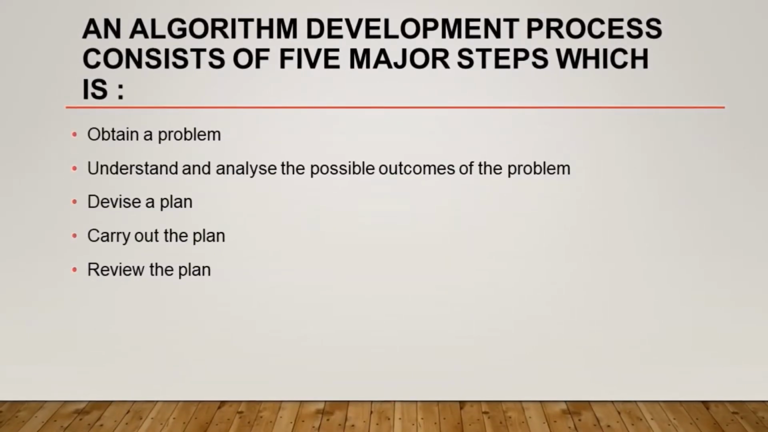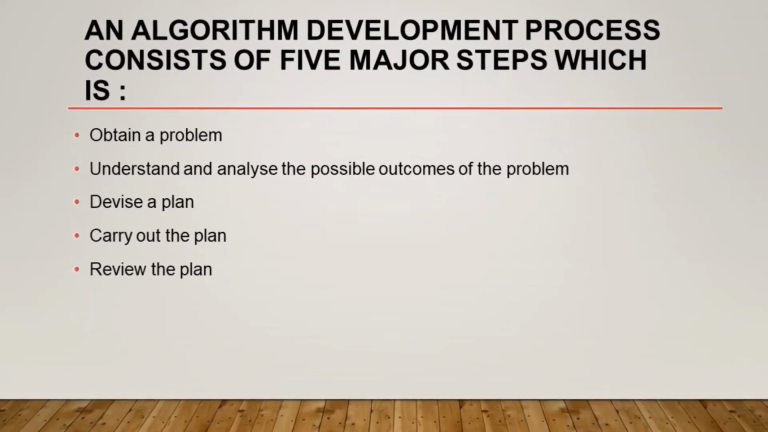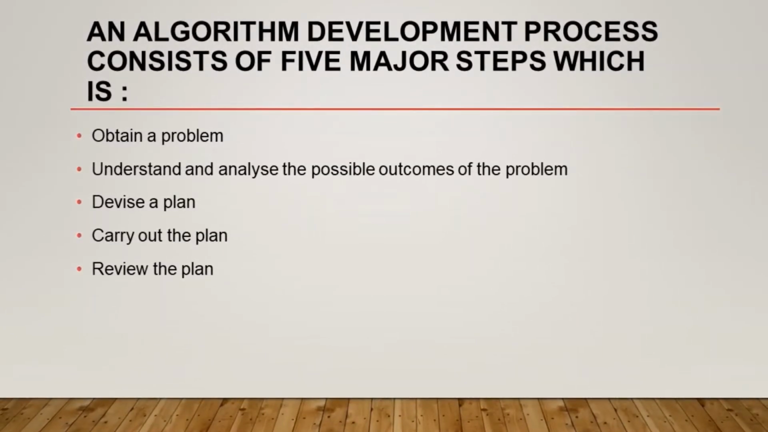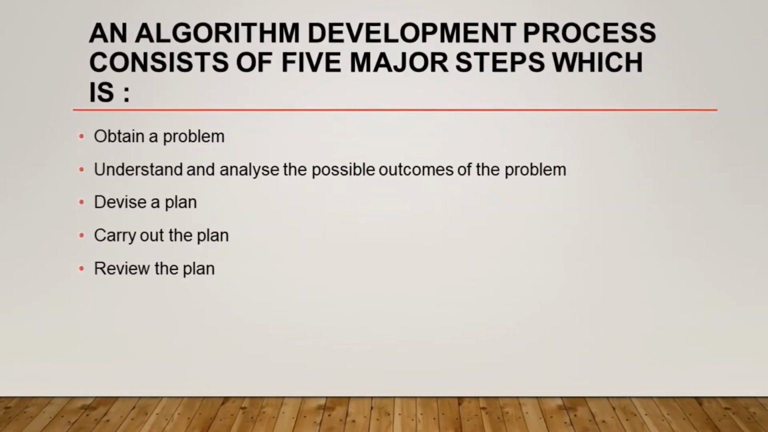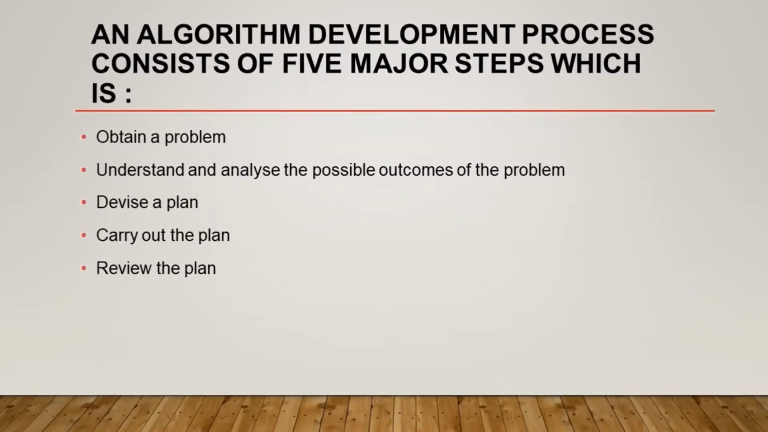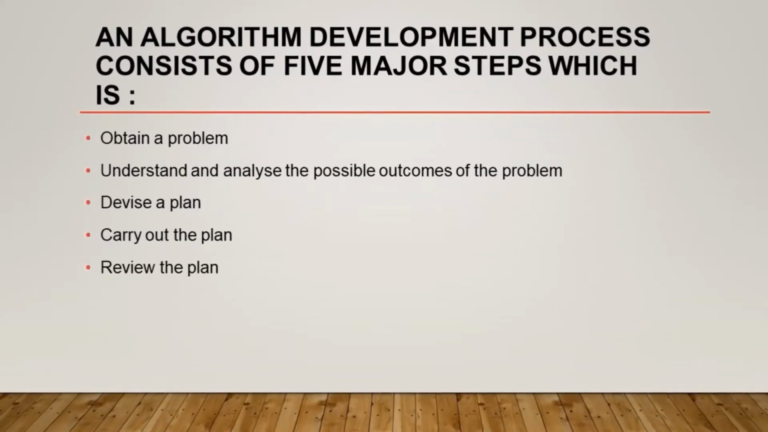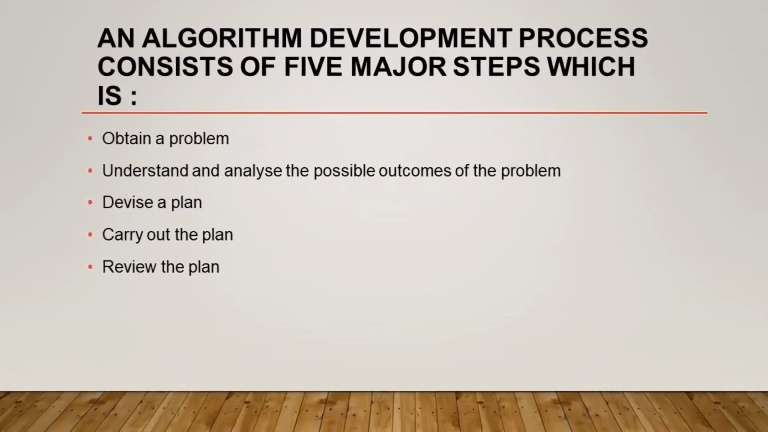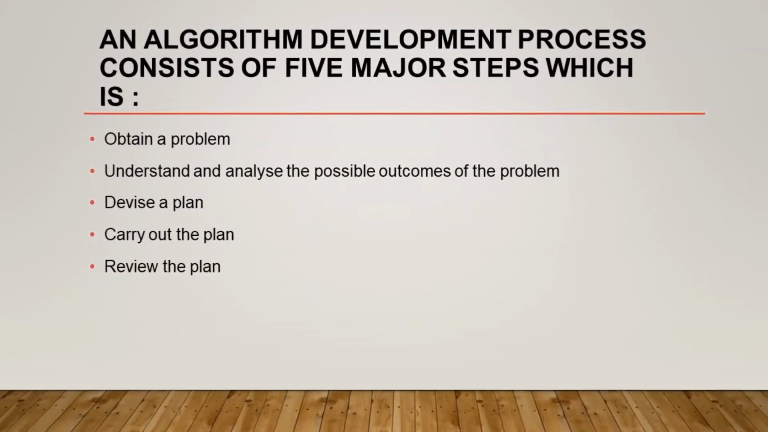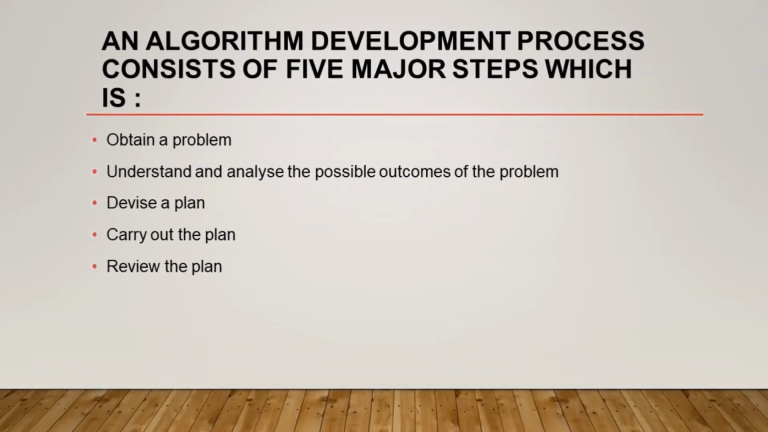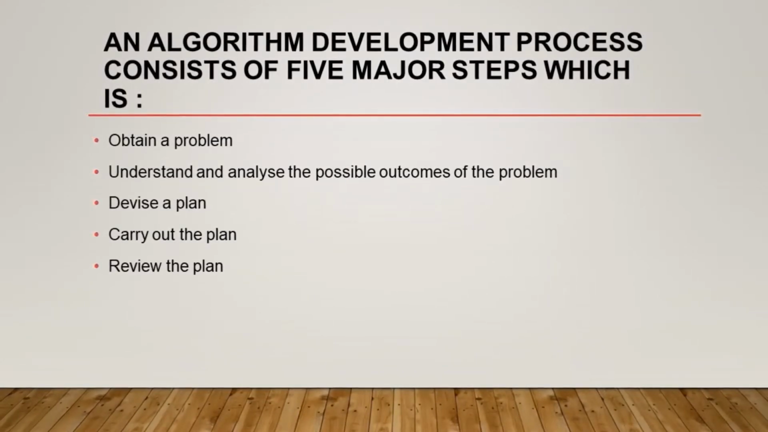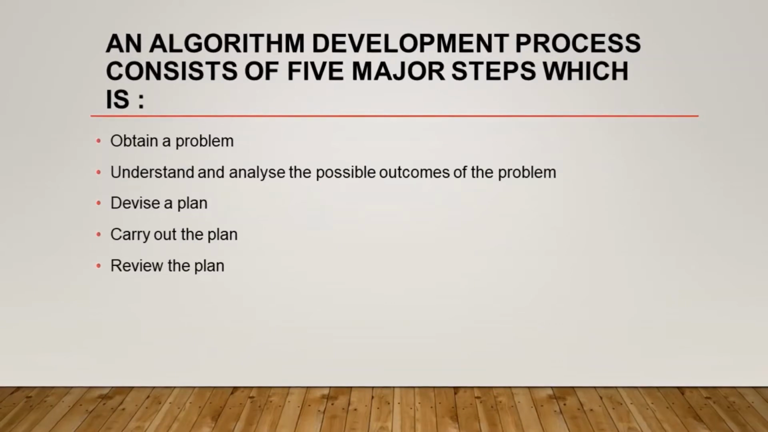There are 5 major steps involved in algorithm development. The first one is obtain a problem, then understand and analyze the possible outcomes of the problem, devise a plan, carry out the plan, and review the plan. These are the 5 major steps involved in the process of algorithm development.